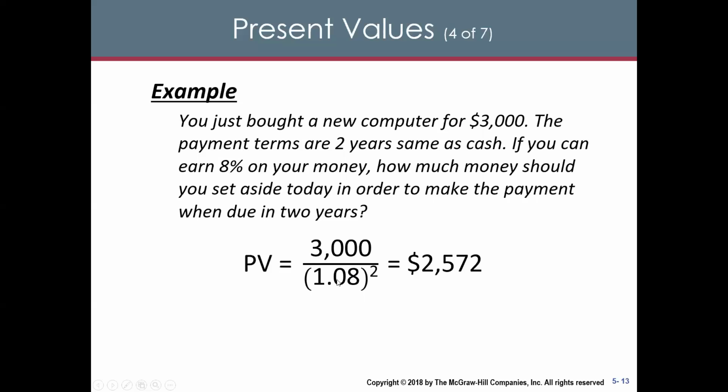So 1 plus 8% is 1.08. For 2 time periods, it is squared here. So the present value equals 3,000 divided by 1.08 squared, and that gives you $2,572. In other words, if you put this amount of money into the bank and you are earning interest of 8%, you will get $3,000 at the end of 2 years.